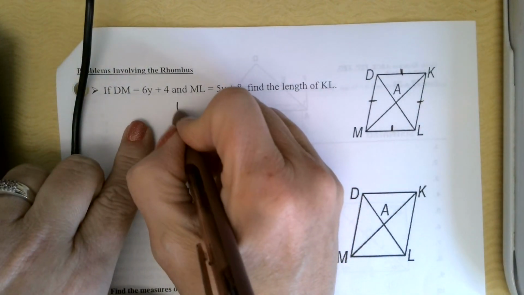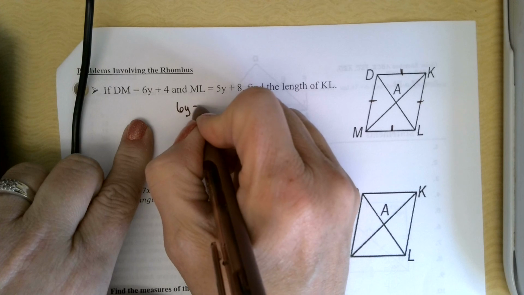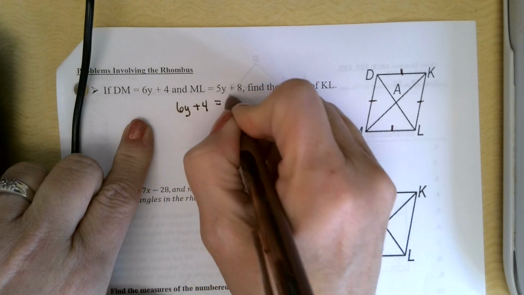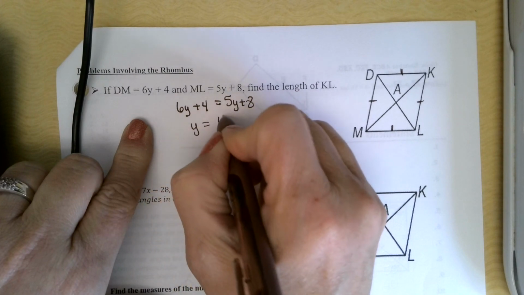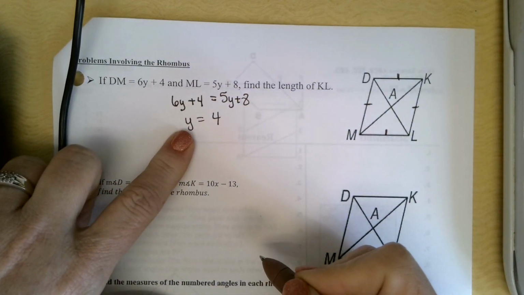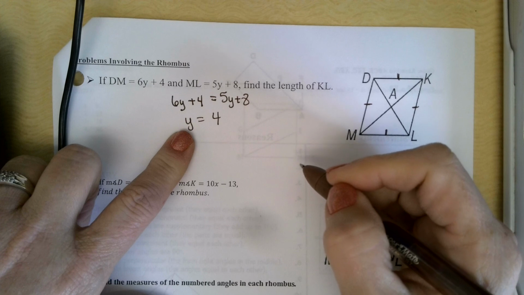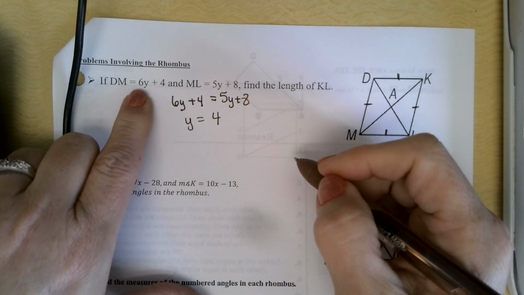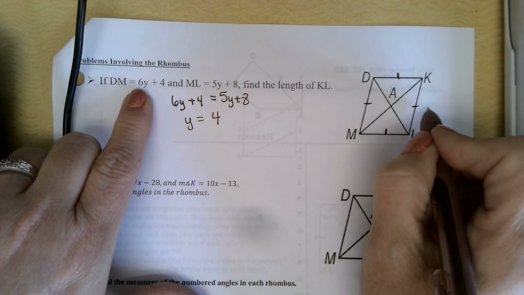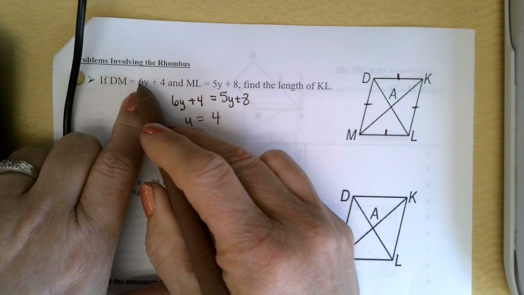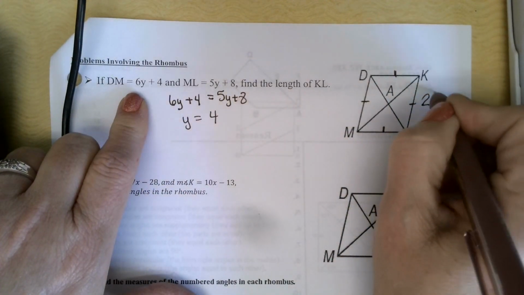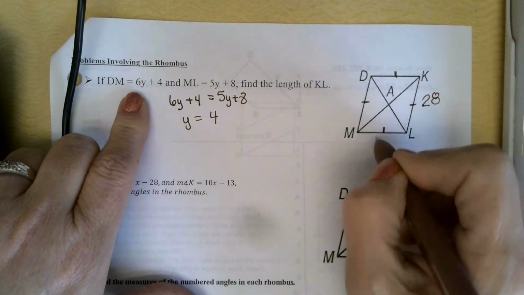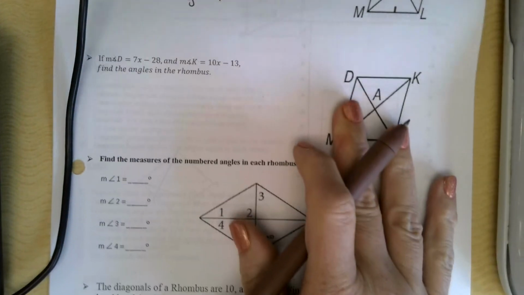This is really easy. So DM is 6y plus 4. That equals ML. So that's going to be y equals 4. And then find KL. KL is going to be when I substitute back in. Now, don't make the mistake of putting 4. We're going to substitute back in. 6 times 4 is 24, plus 4 is 28. So KL is 28. All of these edges would be 28.